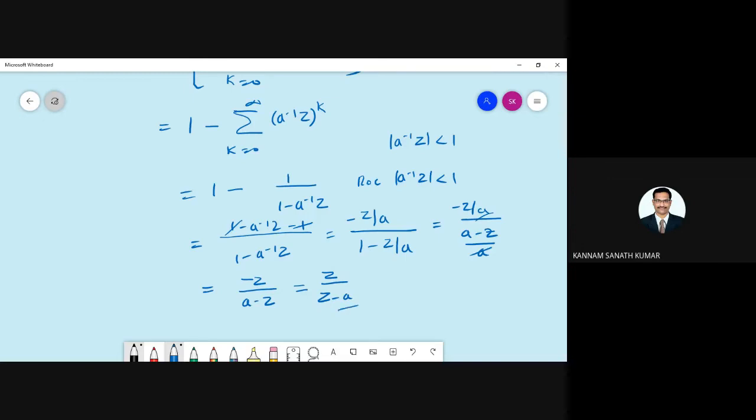So that means you are getting the same thing, z by z minus a. So if you see the ROC, |z/a| < 1, |z| < |a|. So that means if you see the ROC, this is a circle of radius a. ROC is inside the circle. So this is the ROC.